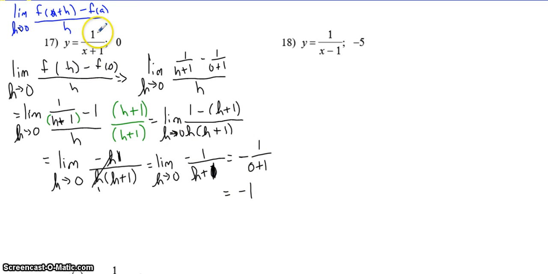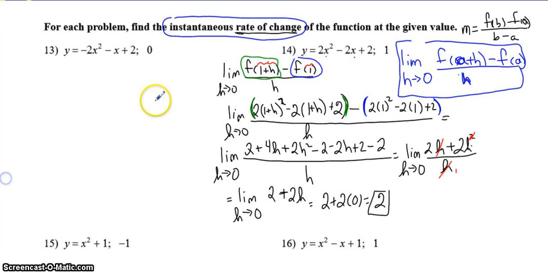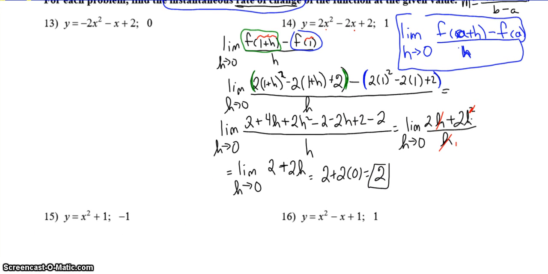So the instantaneous rate of change. So y is changing at x equals 0 at a rate of negative 1. That's what that's saying. So when we come back here, in this one, this function is changing at x equals 1, changing at a rate of 2. So y changes that instant 2. Okay? So we'll take a look at the tangent line and the other one.